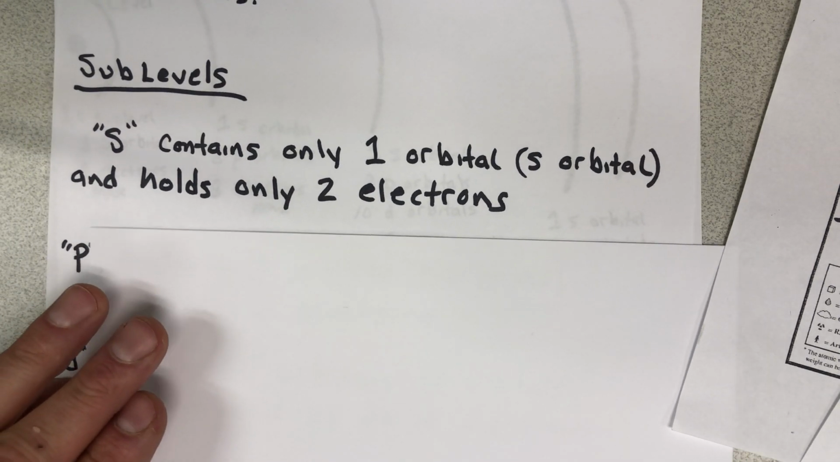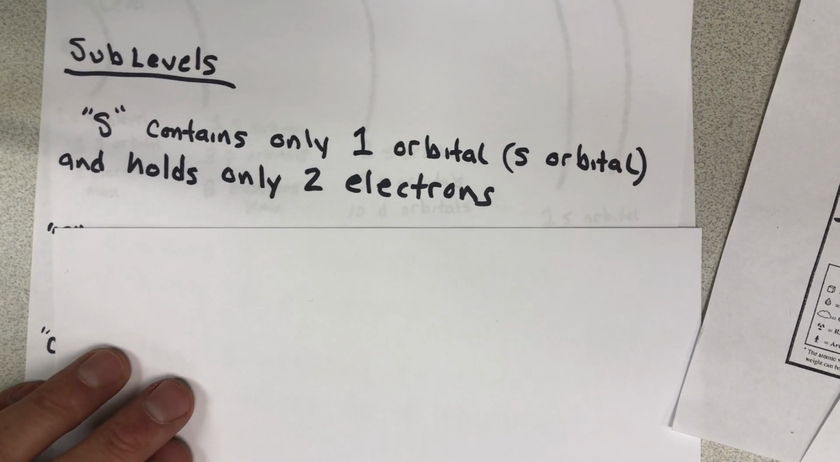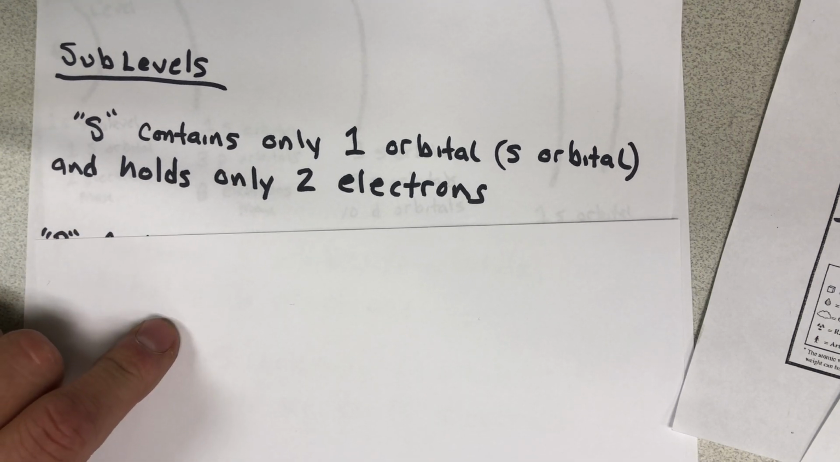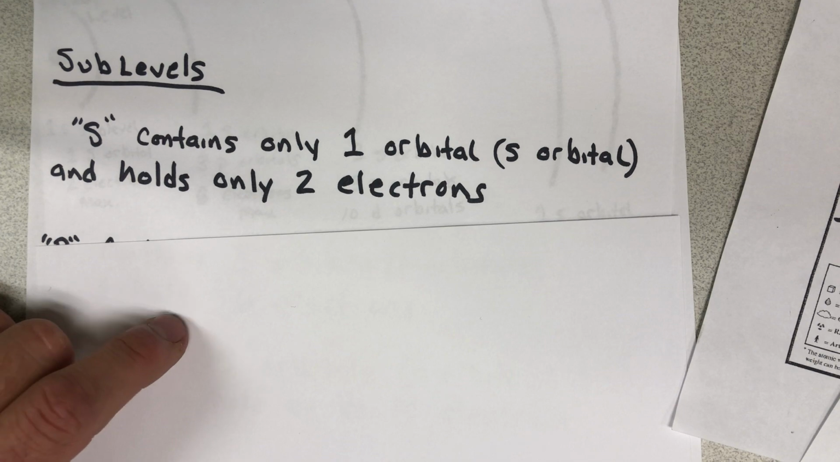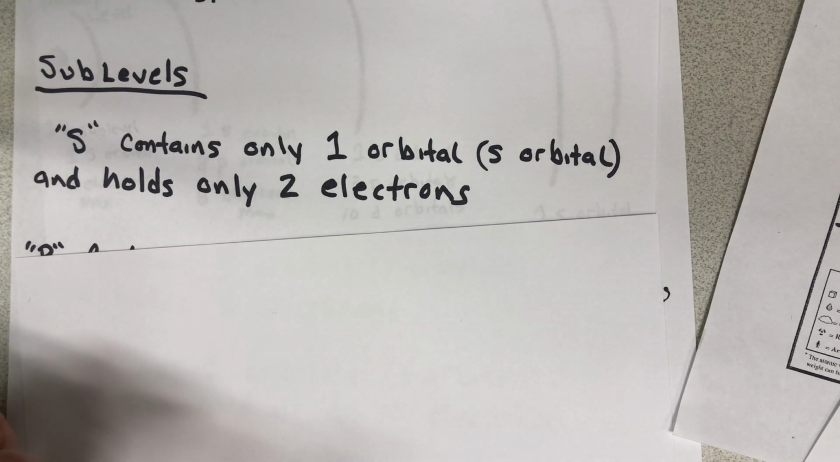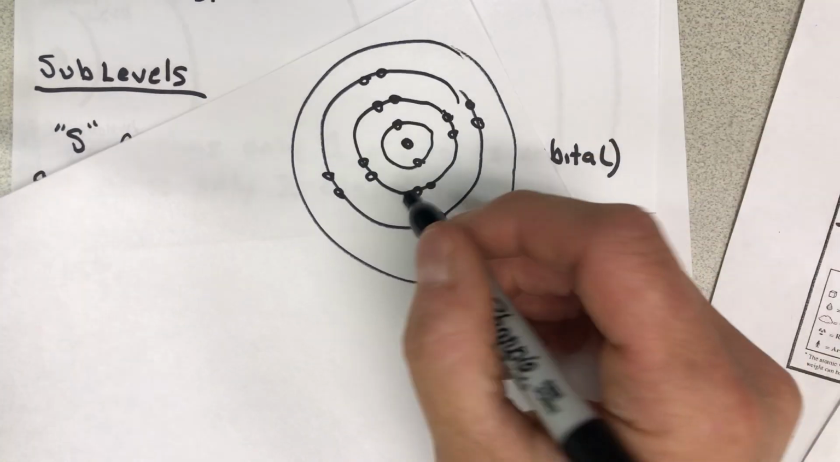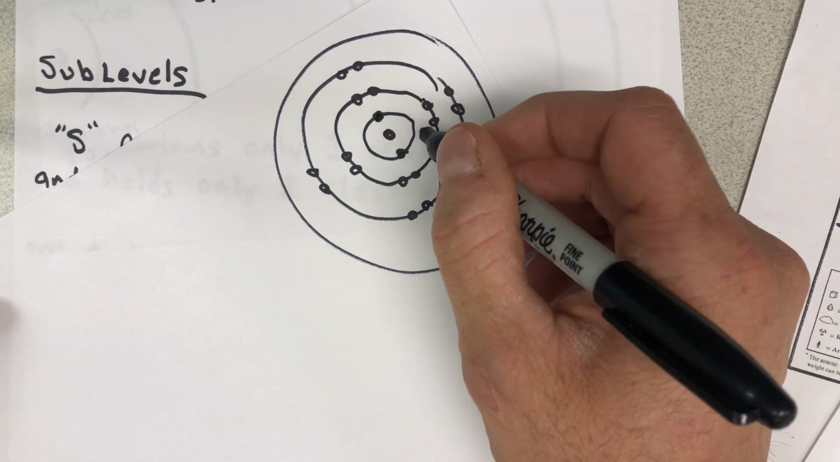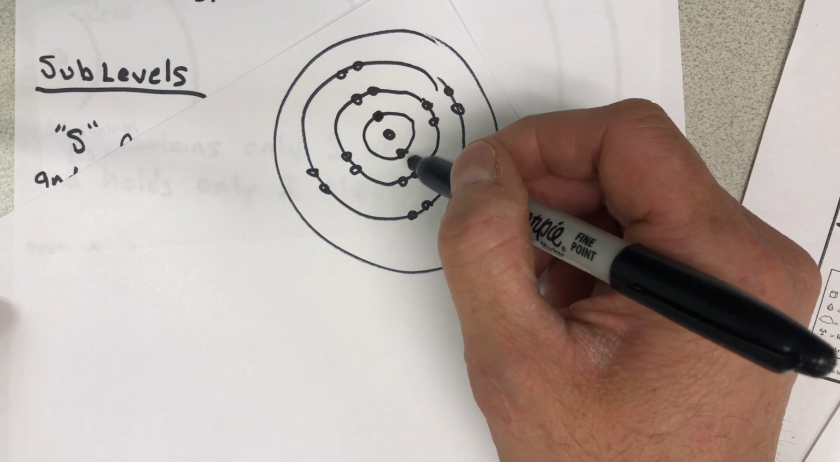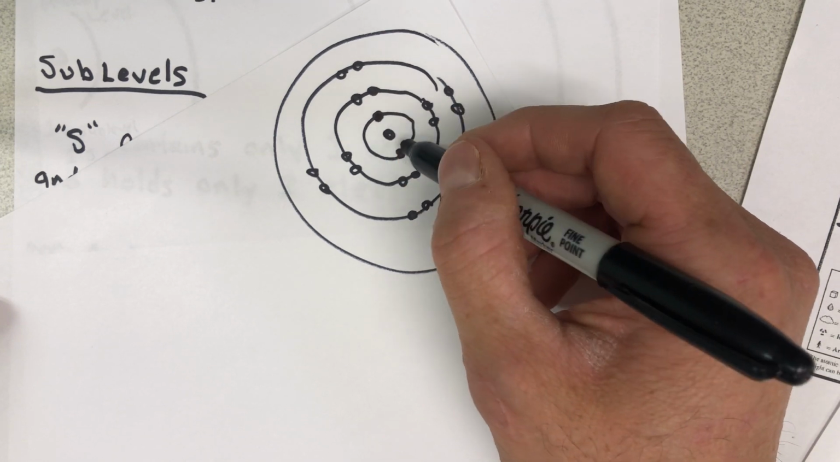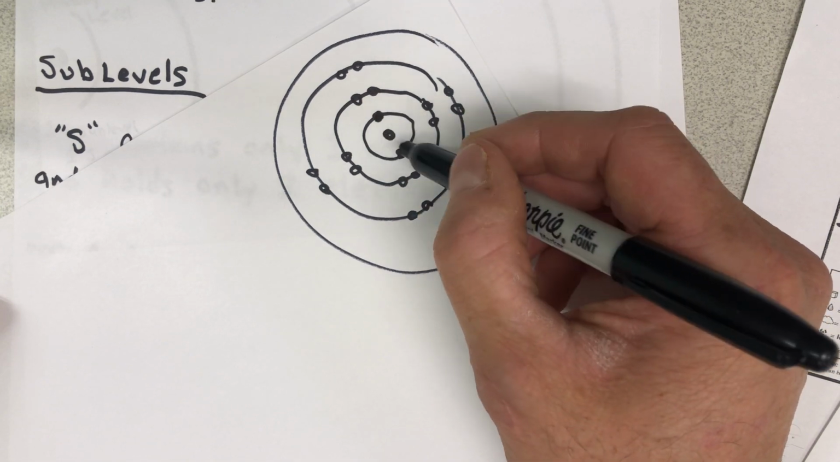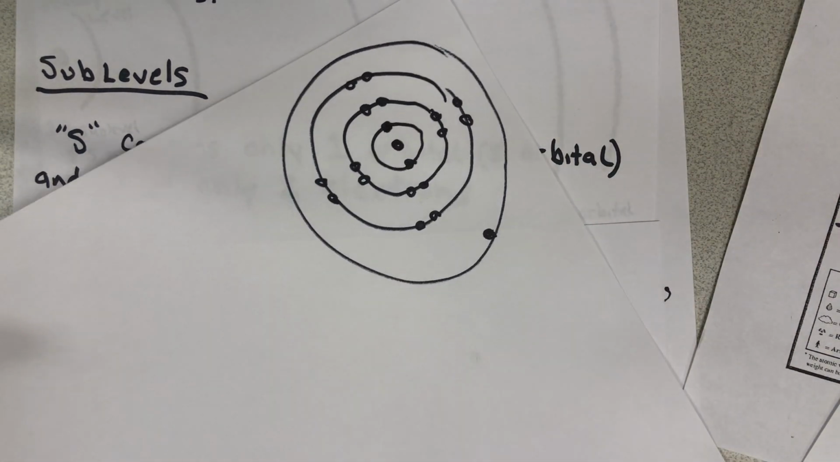The S sublevel contains only one type of orbital. That's called an s orbital, and that s orbital holds only 2 electrons. Hopefully that makes sense because in our Bohr model, in our first energy level, we can only hold 2 electrons. That's because there's only one sublevel within that energy level, and it can hold a maximum of 2 electrons in one single orbital, okay?